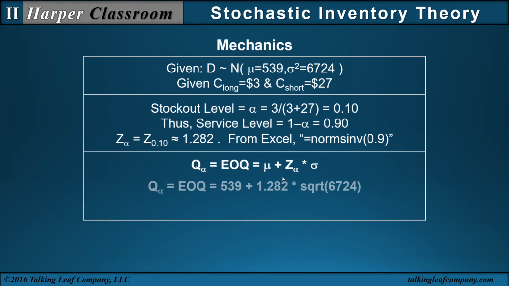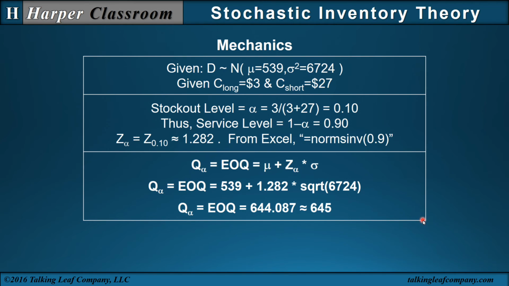The equation, we bring down the mean of 539. Z then is approximately 1.282, and sigma, which is the square root of the variance of 67.24, doing the arithmetic, we get 644.087, which is approximately 645. Notice I rounded up. You could either round up or round down at this point. It's not that critical. I rounded up because the short cost usually is greater than the long cost. So if you want to round one way or the other, usually you round up so that you lower the probability of being short. Since I rounded up, my probability of stockout is a little bit less than 10%.